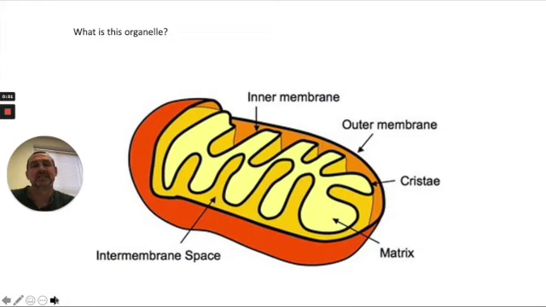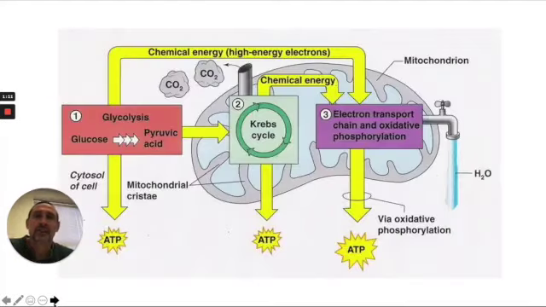If you notice some of the structures of the mitochondria, you'll see that the mitochondria has this inner folded membrane. That inner folded membrane is where these chemical reactions are taking place. This graphic shows the steps of aerobic respiration.